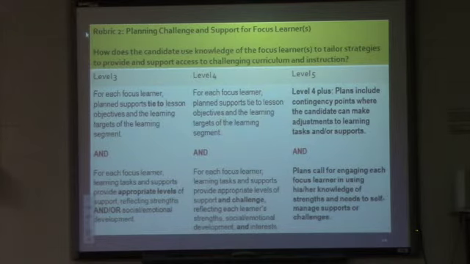And so on and so forth. So level 5, contingency points where the candidate can make adjustments to learning tasks and or supports. This essentially, to me, doesn't need to be here. It should be automatic. Whatever you do, regardless of this rubric here, you should always have plan B and plan C and plan D.